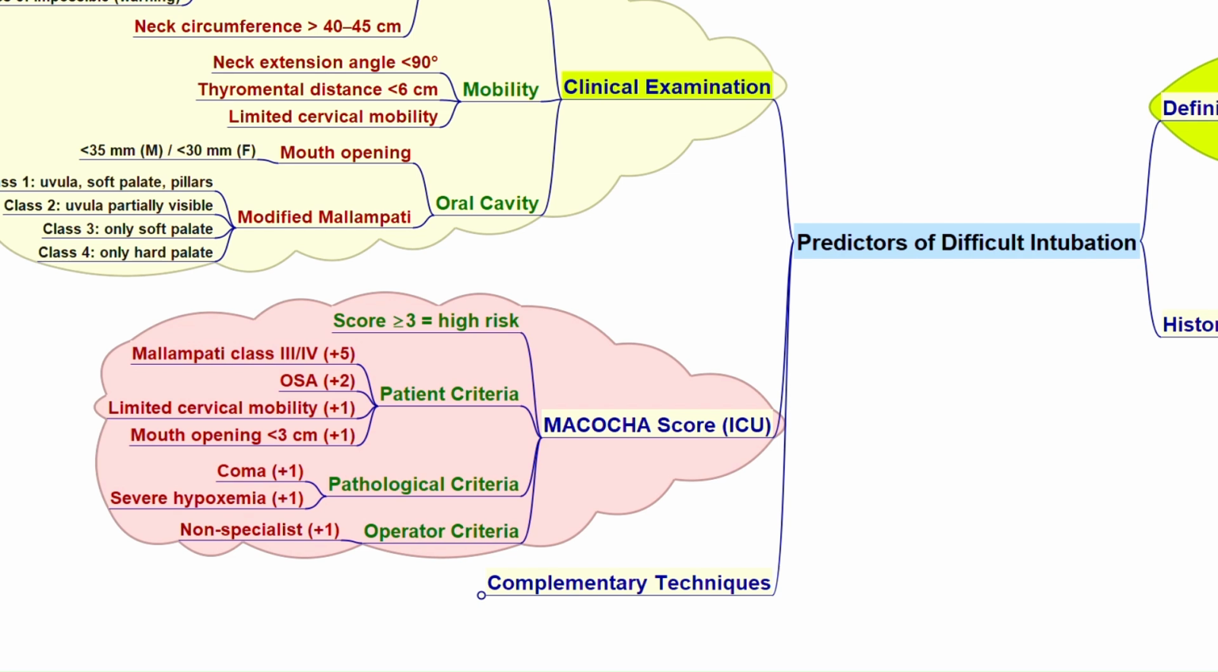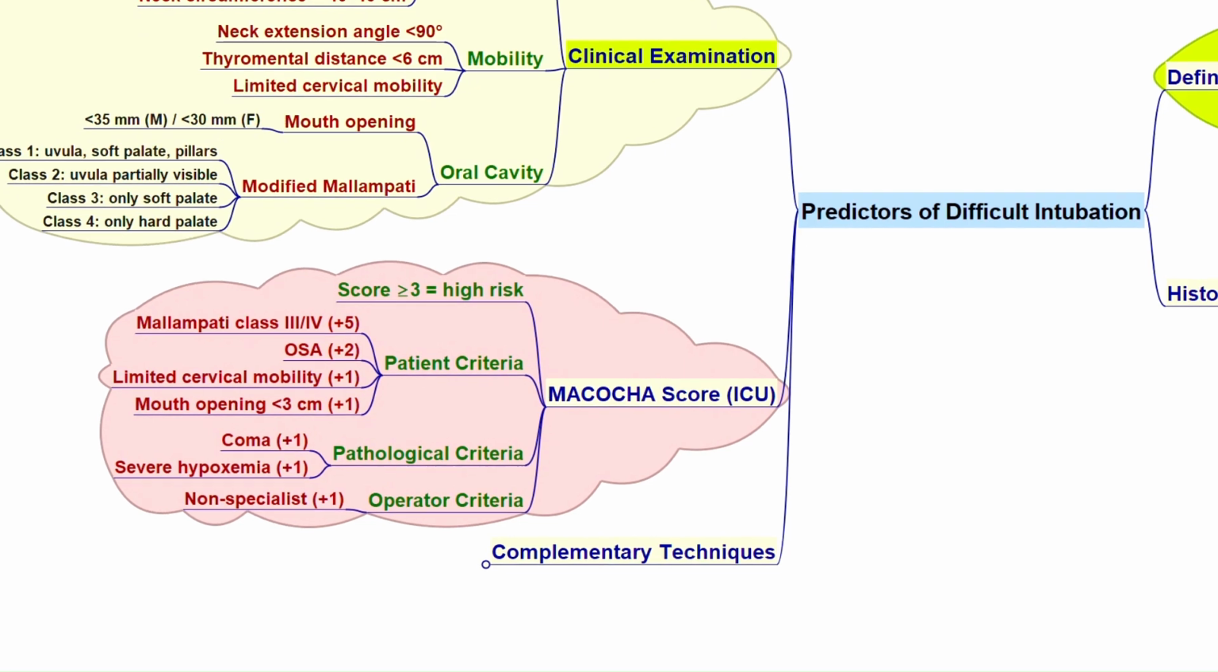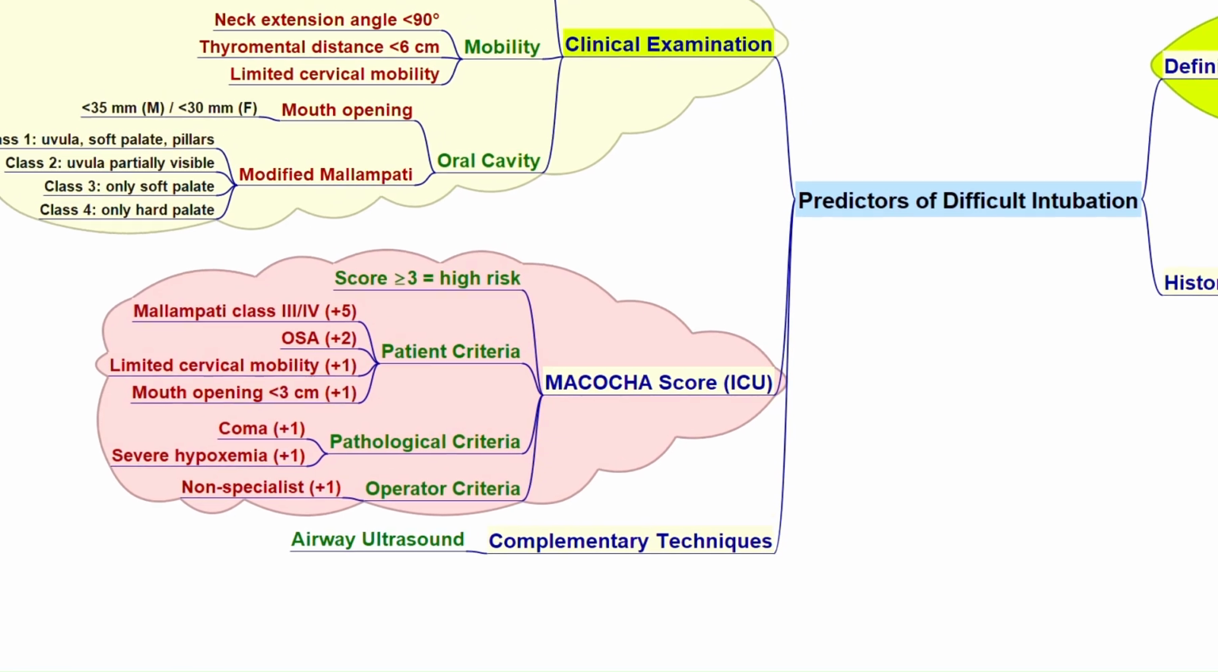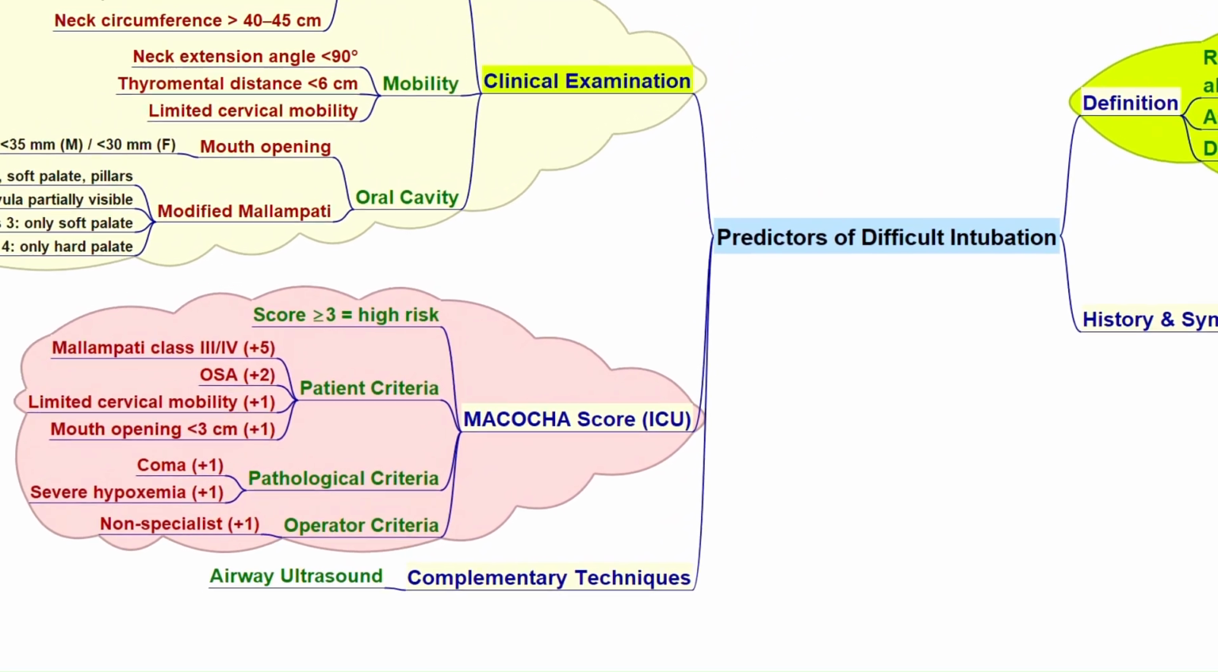The threshold is 3 or more. So if the score is greater than 2, you should consider having an experienced anesthesiologist present before intubation, along with other difficult intubation tools, the difficult intubation cart, and additional techniques.